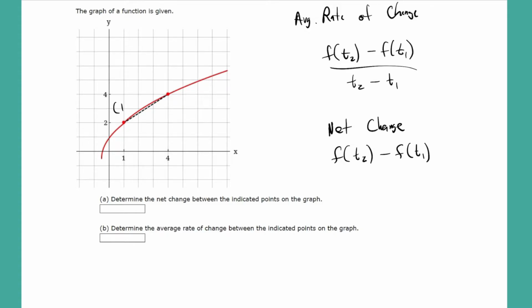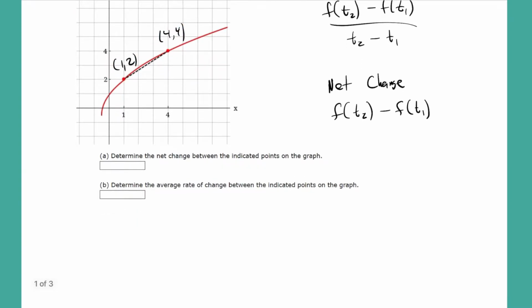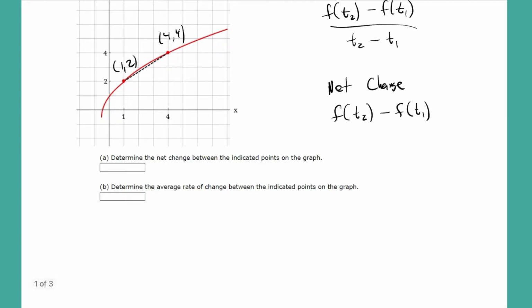All right, so for this first one, we have 2 points. We have 1, 2 and 4, 4. This will be our second point, and this will be our first point. All right, so let's go ahead and do this. This would be x1, y1, and x2, y2. So it comes down to just finding the slope.